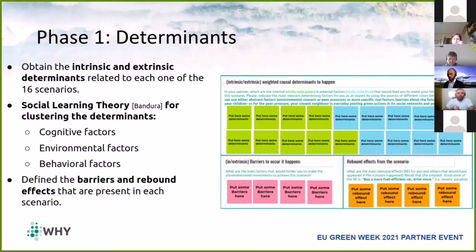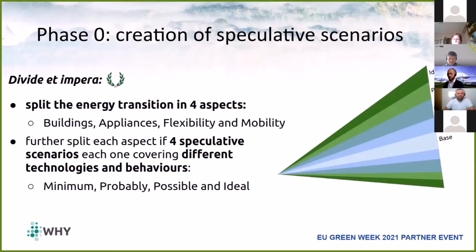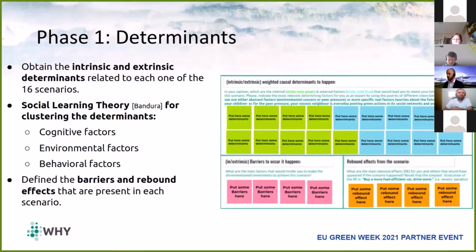Okay, so the first action that they have to do for each aspect and each scenario is to provide the intrinsic and extrinsic determinants. It's basically the variables that the experts think are going to affect the person in reaching that scenario. And then we are going to leverage social learning theory for clustering these determinants. So we are trying to focus on cognitive factors, environmental factors, and behavioral factors, but also other aspects like socioeconomics and other factors.